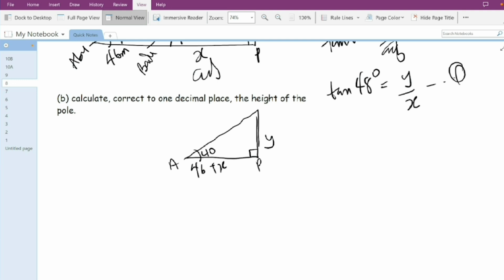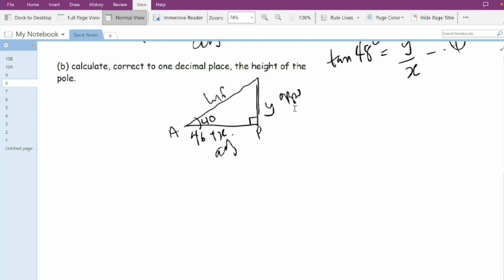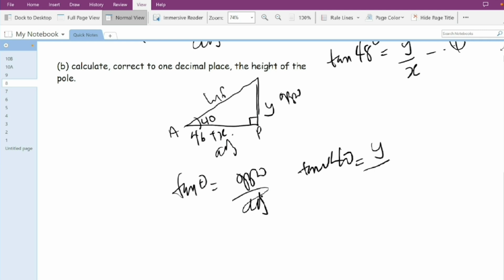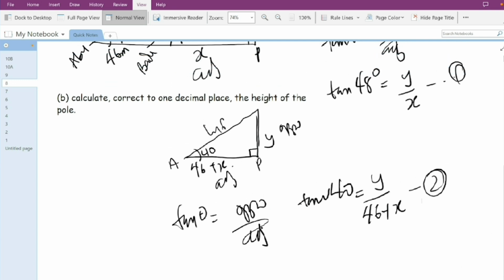And we know this is our right angle triangle. Next, we find all the sides. This is 40 degrees. The line facing it is the opposite. Then this line facing the angle 90 is the hypotenuse. We don't need it. Then the last one is the adjacent. We have our adjacent and our opposite given to us in algebraic form, and the relationship between the adjacent and the opposite is tan theta. So we have tan theta again equals opposite over adjacent. That means tan 40 degrees equals, our opposite is y and our adjacent is 46 plus x. That's our equation 2.